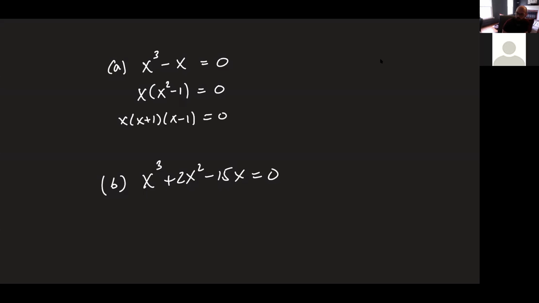And so writing it out in the factored form, what this tells me is that my solutions here are x equals 0, x equals -1, and x equals +1. And those come from this one giving us x equals 0, this one gives us x equals -1, and then this one gives us x equals +1.